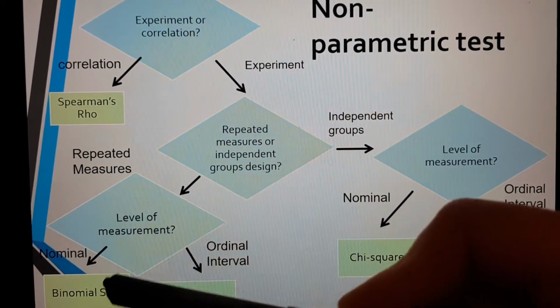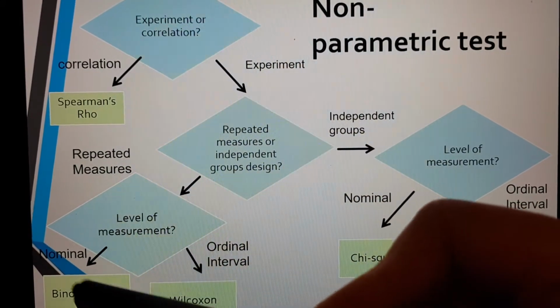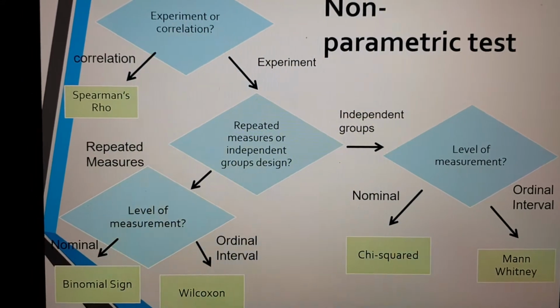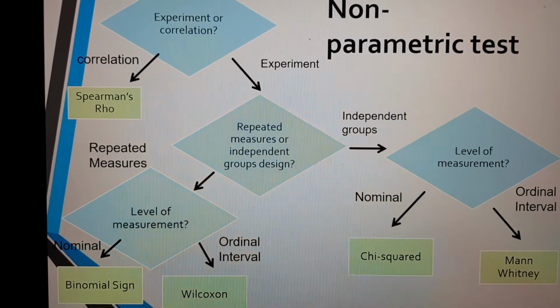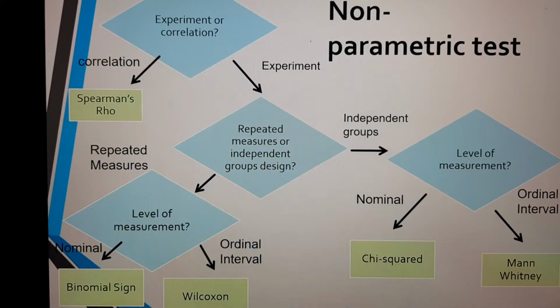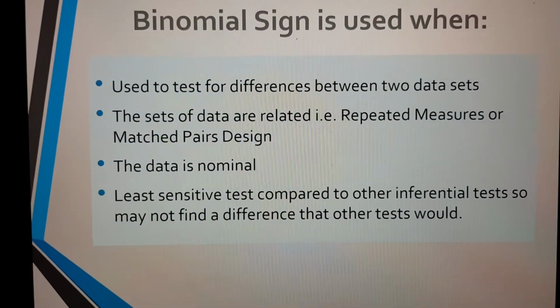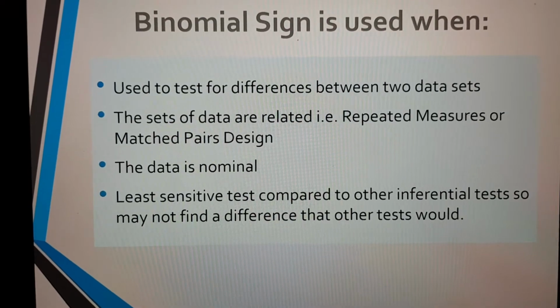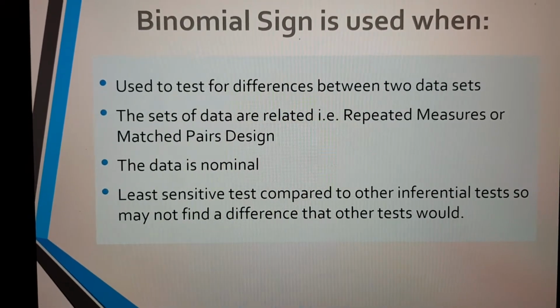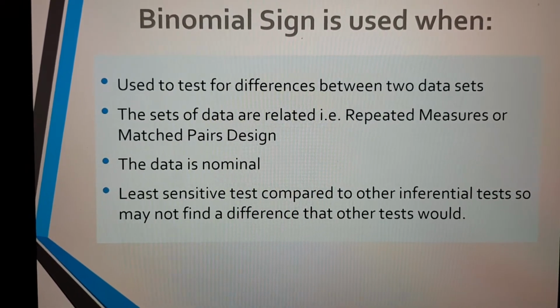And then our level of measurement is nominal. So we've got data in categories. I'm going to contradict myself in a moment when we look at the example. So there we go, those are our reasons. We're testing for difference, we've got related data, and the data's nominal.